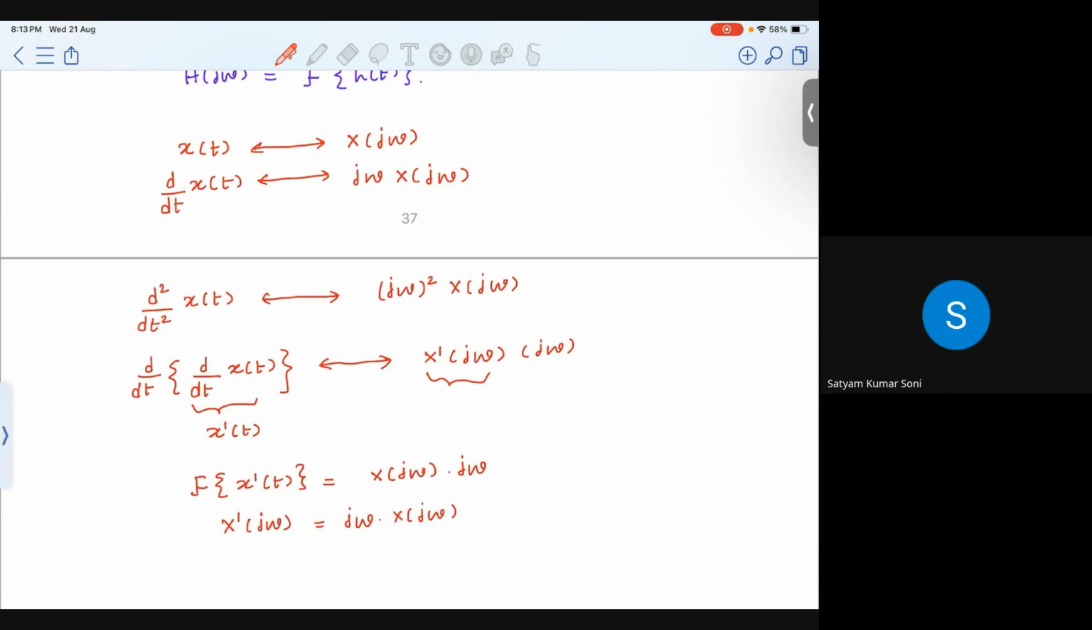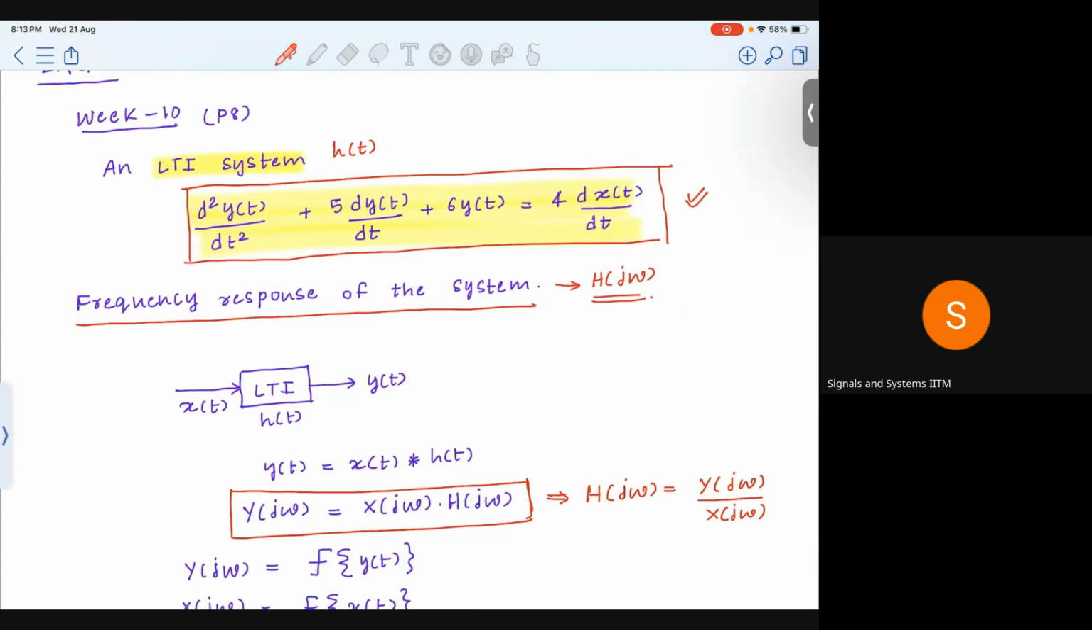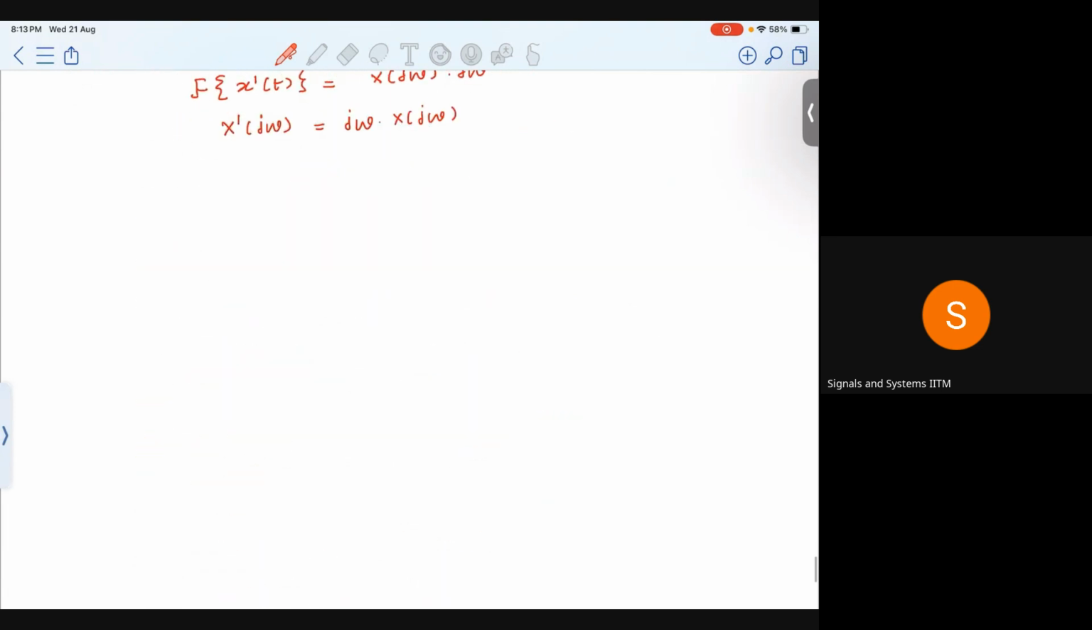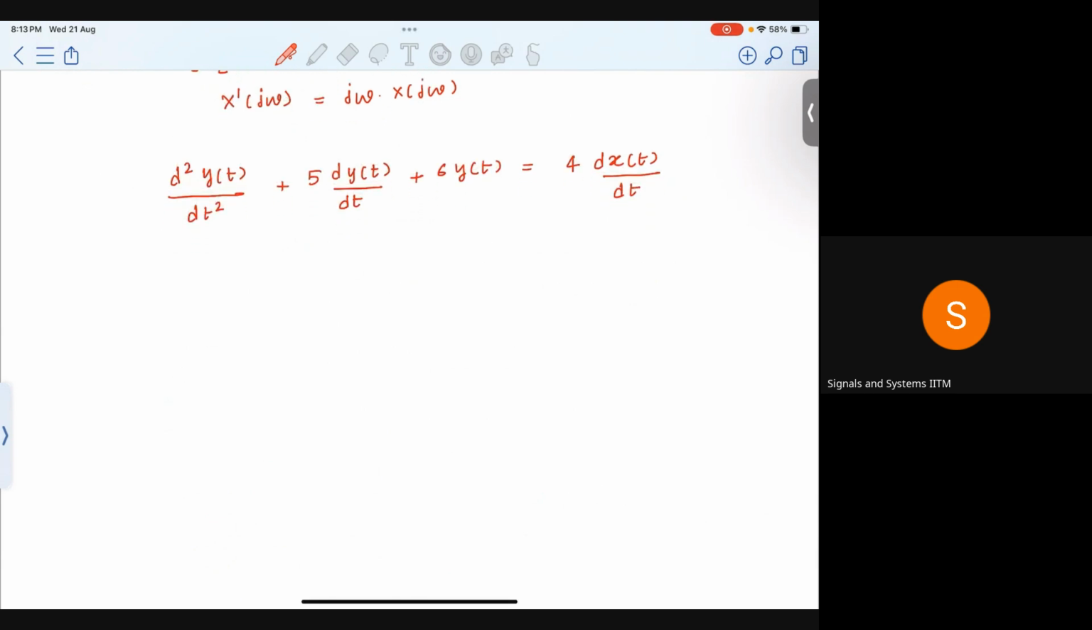Yes, ma'am. Now what you have to do is, so this is the input output relationship that is given. Let me try to write the given input output relationship. So d square y of t by dt square plus 5 times dy of t by dt plus 6 times y of t is 4 dx of t by dt. So now when you take the Fourier transform, what happens to this?